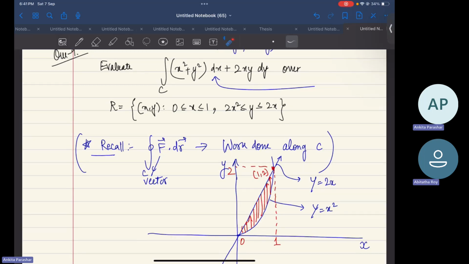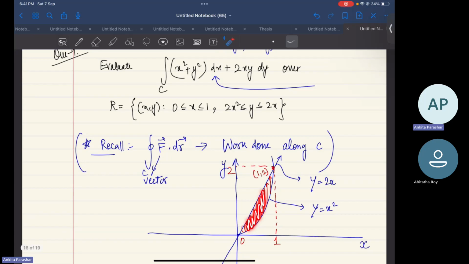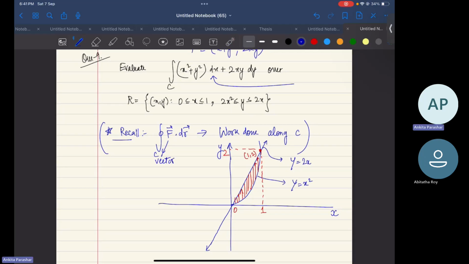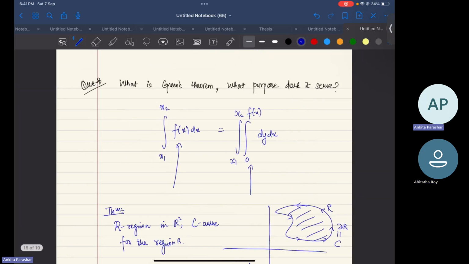But when you go to double integrals, you are in the region. So I'm saying here, since you know the region very well, you know the limits of the region. Let's use the Green's theorem then. Does it make sense? Okay, so let's just use Green's theorem.